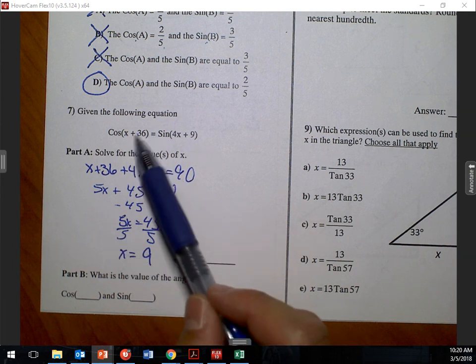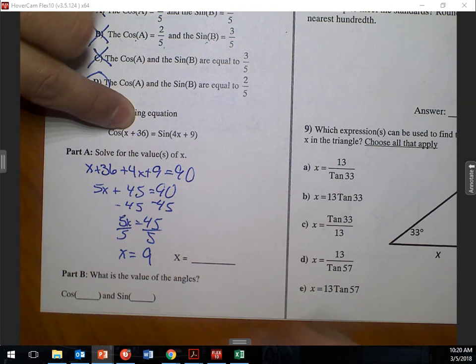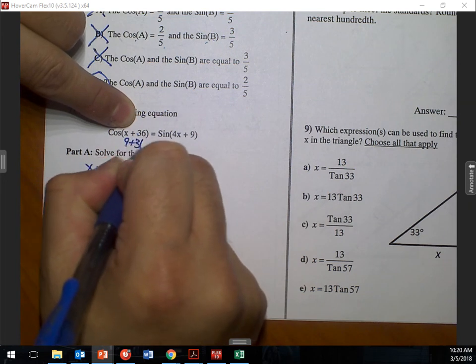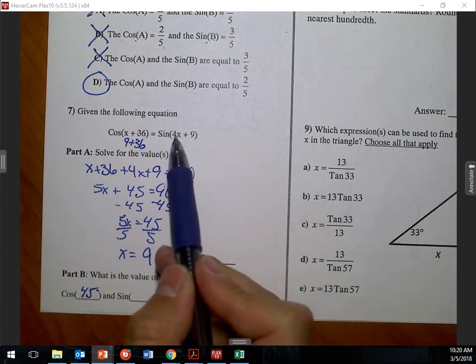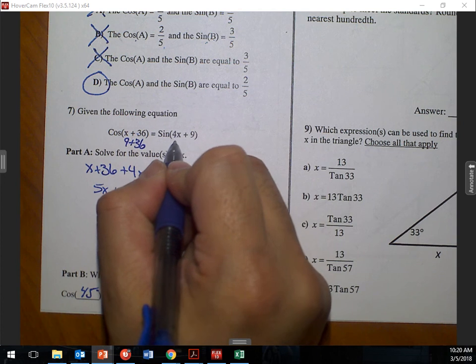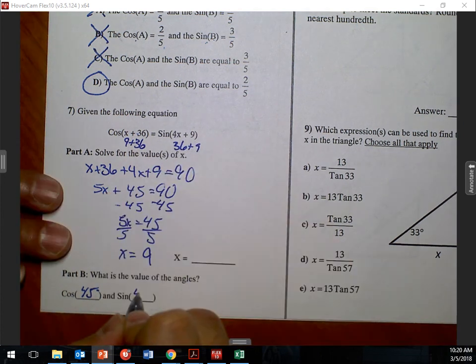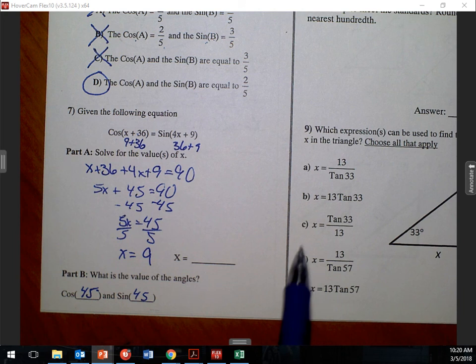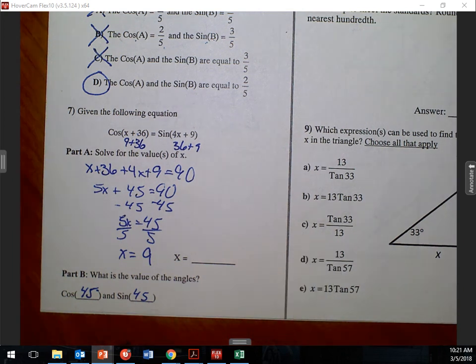So 9 plus 36 is 45. And 9 times 4 is going to be 36, plus 9. So it's again 45. Why do I know that they work? Because they add up to 90. They're complementary. That's what I'm looking for.